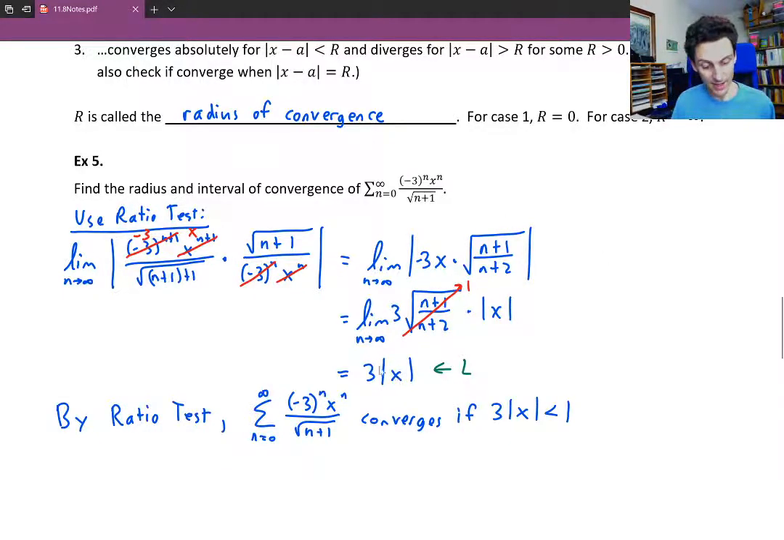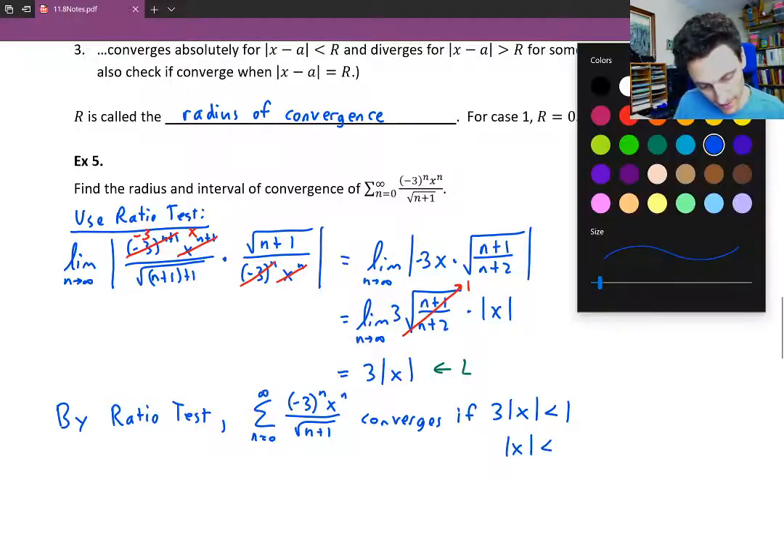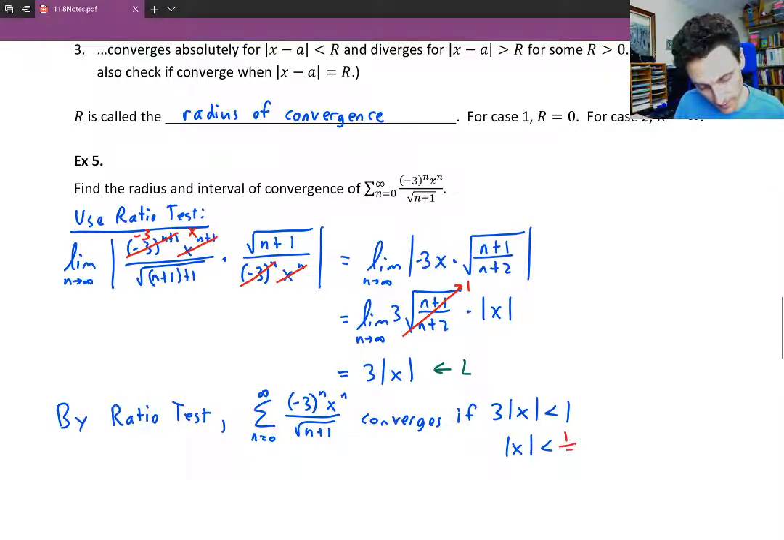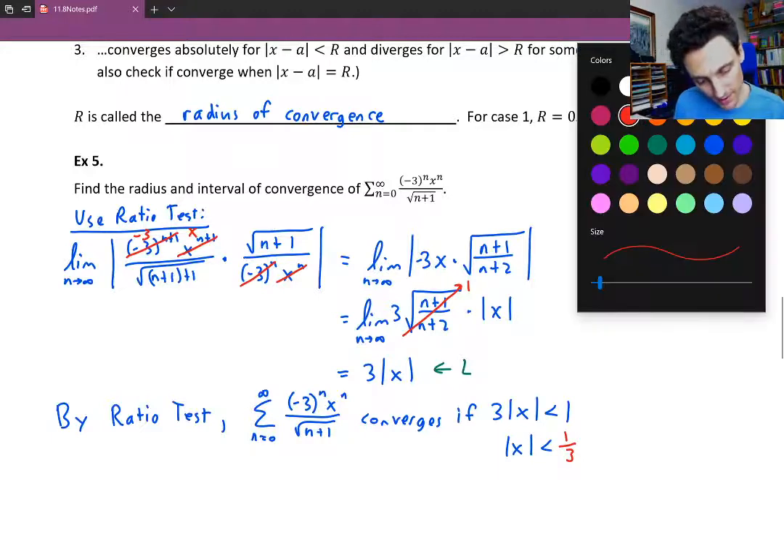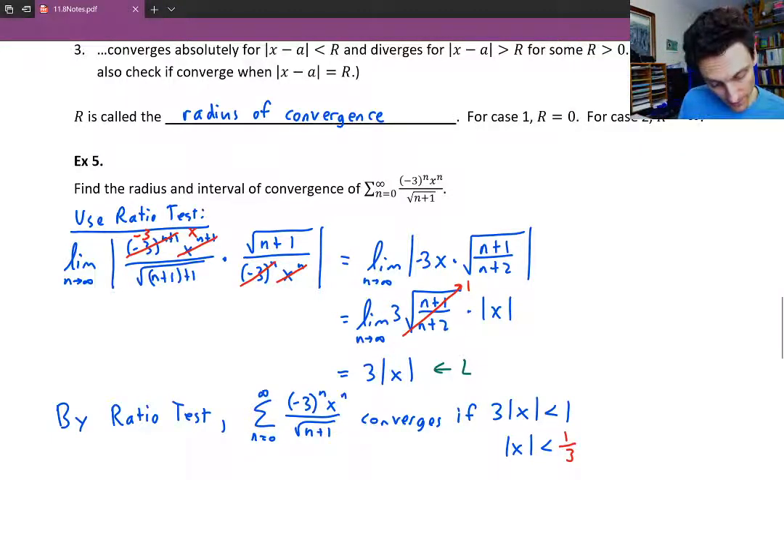So if that L value, that 3 absolute value of x, is less than 1, then by the ratio test, we have convergence. Now we can solve this for x, and we'll get that if x in absolute value is less than 1/3, we've got convergence. I'm highlighting the 1/3 because you'll see how that relates to the radius of convergence.